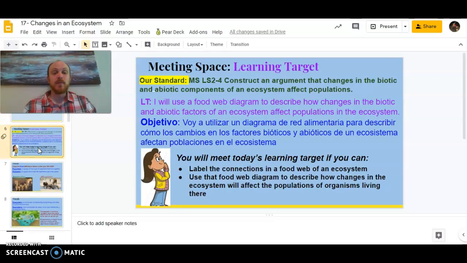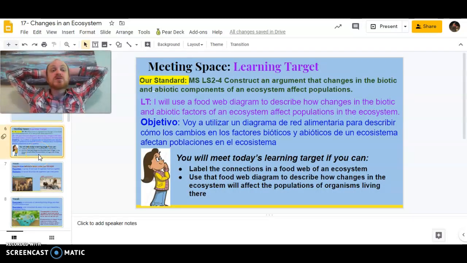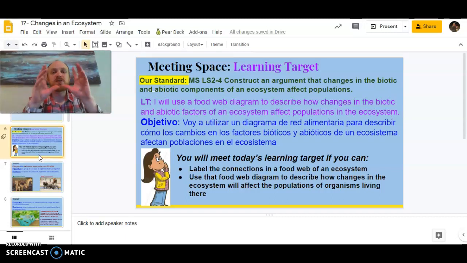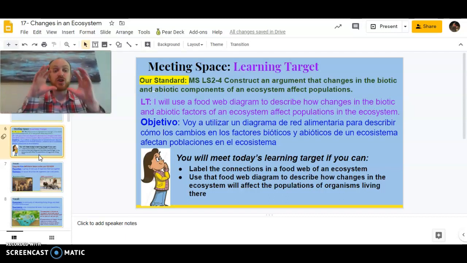That's it. Our learning target today is I will use a food web diagram to describe how changes in the biotic and abiotic factors of an ecosystem affect populations in the ecosystem. Okay, so there's a lot there. So we're looking at a food web, and we're going to use that to say, oh, what if this changes? How does that affect the ecosystem? How does that affect these populations, these animals? What about this changes over here? How does that affect the ecosystem? That's what we're looking at today. What happens if things change? We're going to use that diagram to predict what might happen.